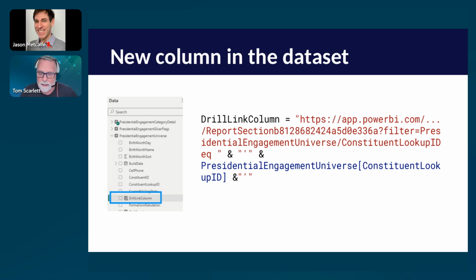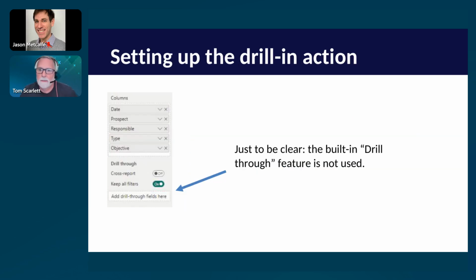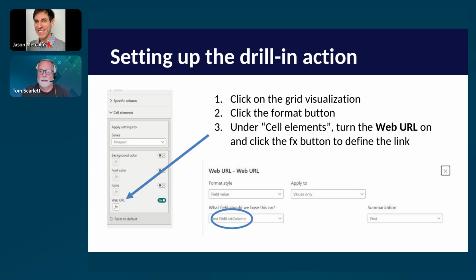So once you get this data in your data set, great. How do you apply it? And just to be clear, we did not use the built-in drill through feature. Instead, if you go to the properties, and this was set up on the prospect name column. That's why that looks clickable on the output. One of the options under cell elements is an option called web URL. If you turn that on and click the little function icon, it opens the screen you see at the bottom of the slide here. And basically you just say, when they click on this, use this particular field to provide what you want to use for that URL.